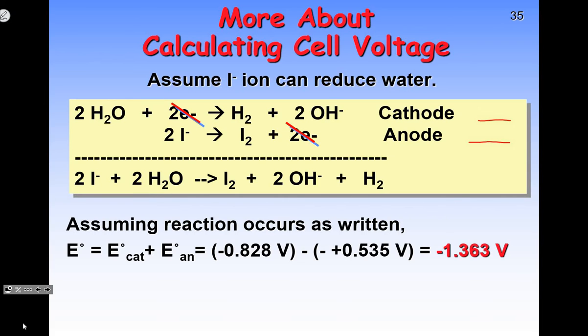What type of cell is this? Is it voltaic or is it electrolytic? If it's negative, I have to put energy into it, so it's an electrolytic cell. So this is electrolytic.